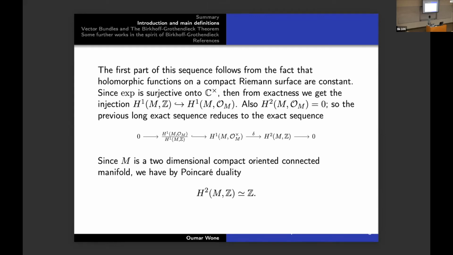And we also know from the vanishing theorem that H2(M, O_M) is 0. So the previous long exact sequence gives us this short exact sequence. And moreover, we know from Poincaré duality that H2(M, Z) is isomorphic to Z. So this map delta is with values in Z.